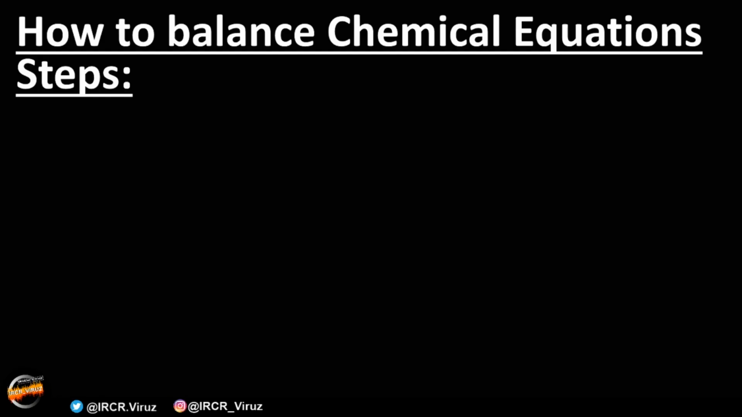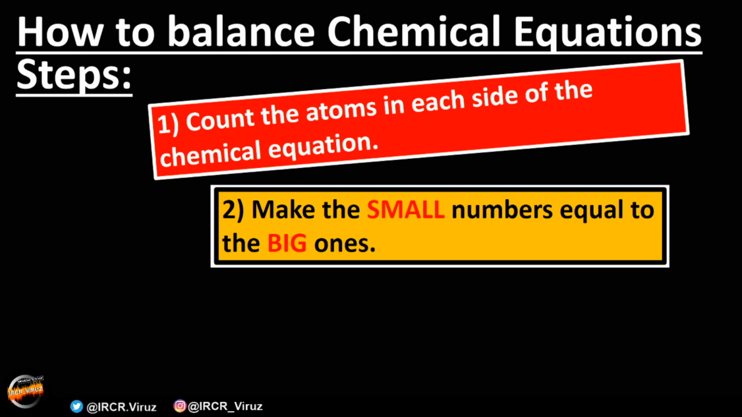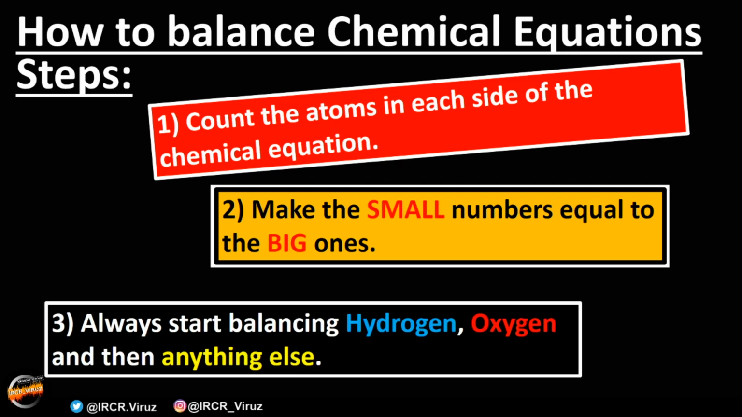How to balance chemical equations step by step. I'm going to show you my method, and then you can decide whether it's easier for you or not. First of all, we've got to count the atoms on each side of the chemical equation. Then we're going to make the small numbers equal to the big ones, and we're always going to start by balancing hydrogens, then oxygens, and then anything else.